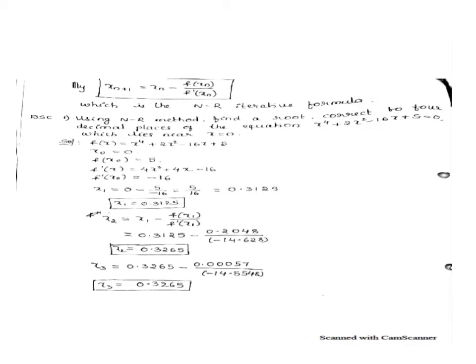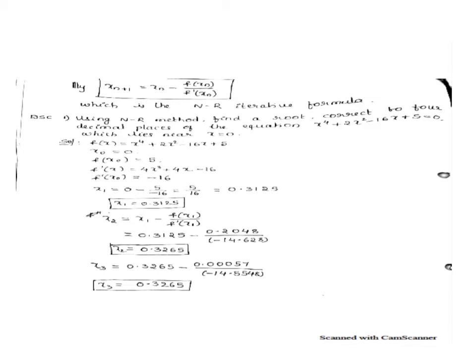Now let us find the derivative of the function. So the derivative of x raised to 4 is 4x cube, plus 2x square derivative 4x, minus 16x derivative minus 16, and 5 derivative of the constant is 0. Therefore, f dash of x is 4x cube plus 4x minus 16.